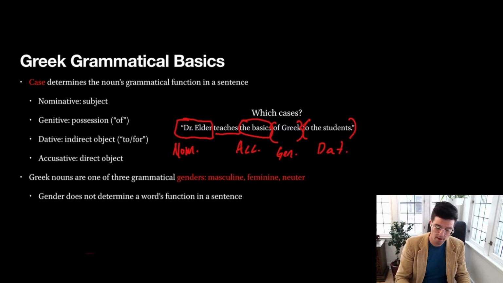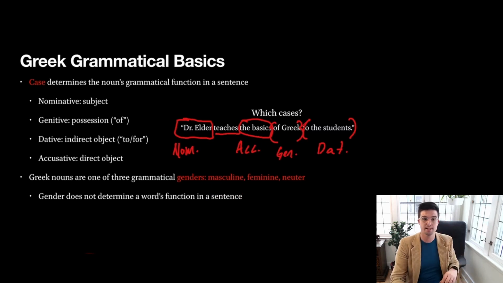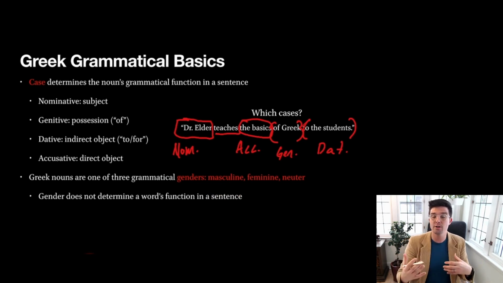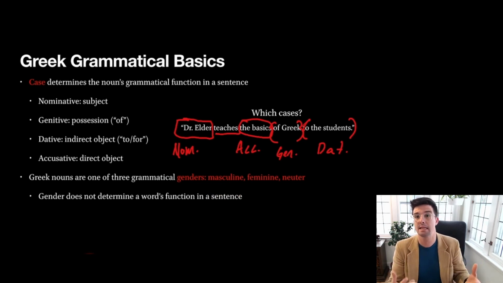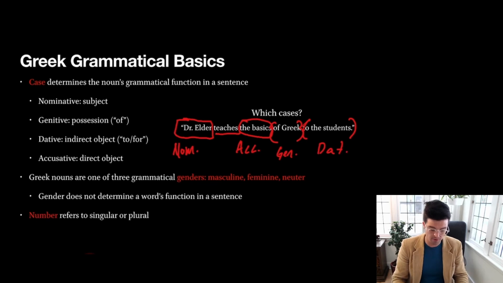So it's not as though the feminine is going to be the subject and the masculine is going to be the object. This more refers to the form of the noun in a Greek sentence and how the noun is going to look and what patterns of what we would call declension it is going to follow. And the number, of course, refers to either singular or plural.